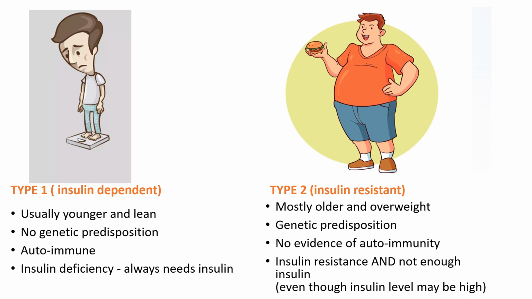On the other hand, type 2 diabetes mellitus, which is the insulin resistant type, the patients will be mostly older and overweight. There is a history of genetic predisposition, and there is no evidence of autoimmunity. Insulin resistance in the cells is present and not enough insulin, not in most cases.